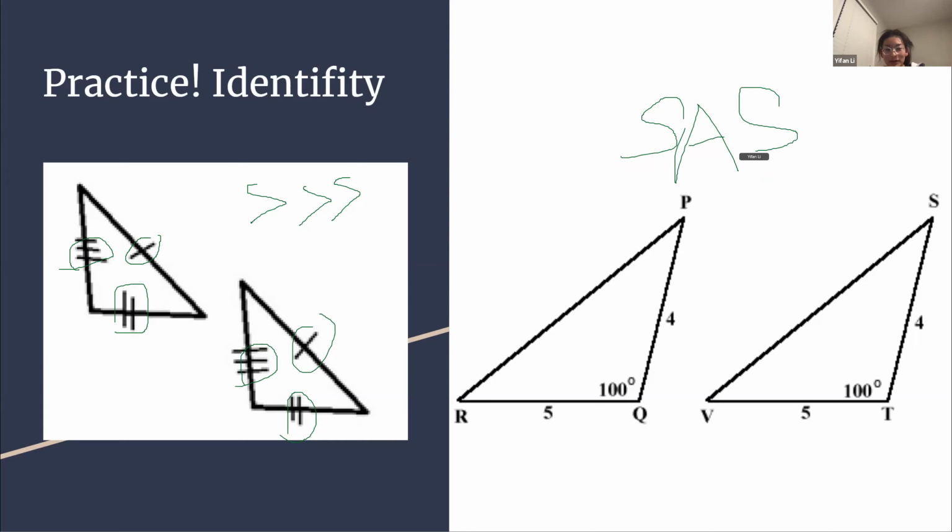Okay, so you can see that the 5 is equal to that 5, and the 4 equals the 4, and I have the same angle of 100 degrees right here, and the other side, which is right next to the 100 degrees, is also the same for both triangles. So we can use SAS to prove that these two triangles are congruent.